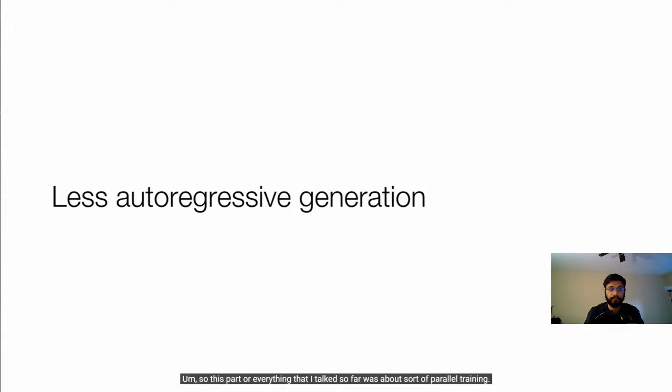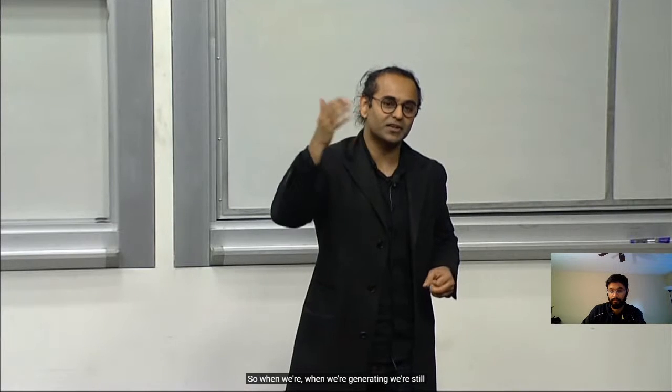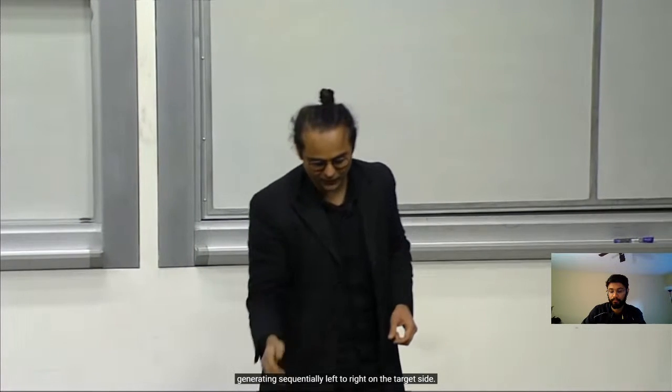So everything that I've talked about so far was about parallel training. There's a very active area of research now using these self-attention models for less autoregressive generation. Notice that at generation time, the decoder mask was causal. We couldn't look into the future. So when we're generating, we're still generating sequentially left to right on the target side.